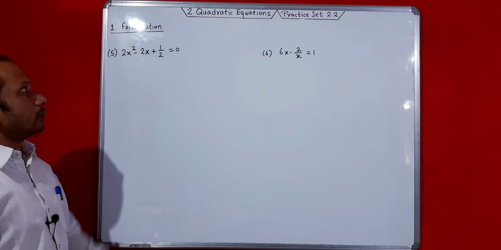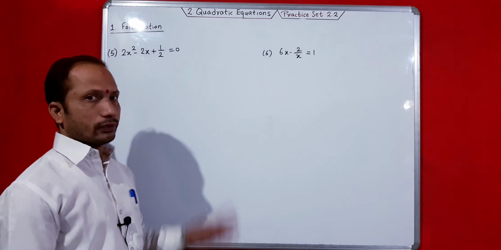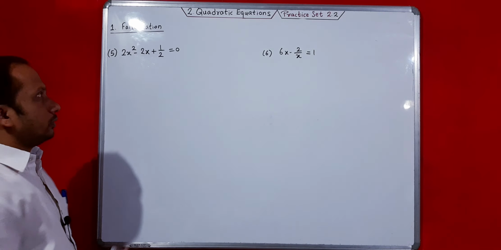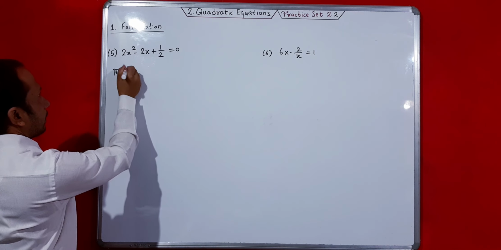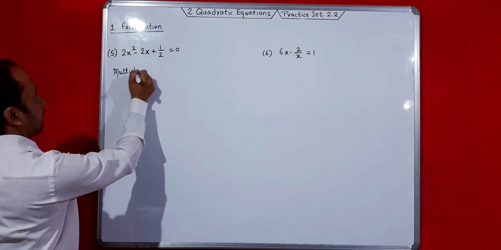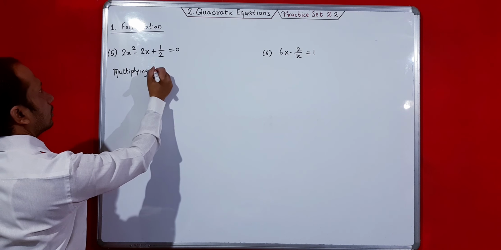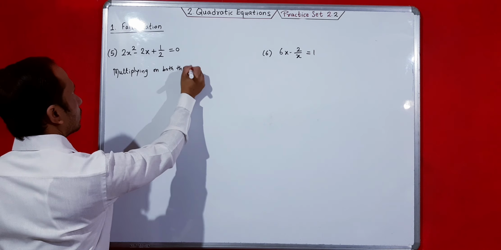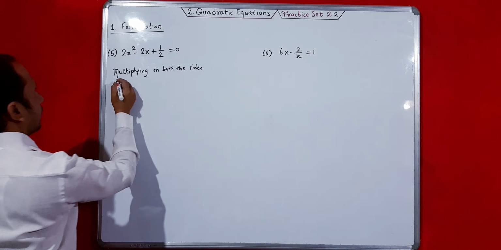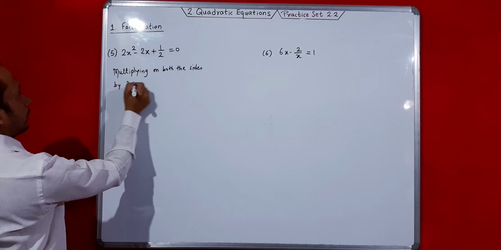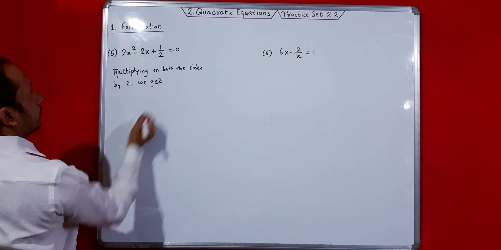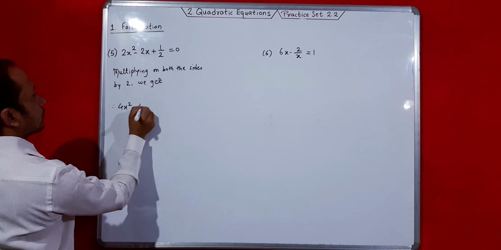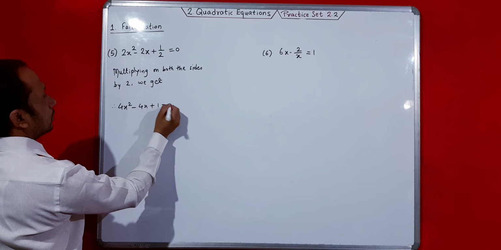Okay, in this case 2x square minus 2x plus 1 half is equal to 0 given. Okay, so we have to multiply this equation on both sides by 2. Multiplying on both these sides by 2, we get, whatever we get, we write here. Therefore we'll get 4x square minus 4x plus 1 is equal to 0.